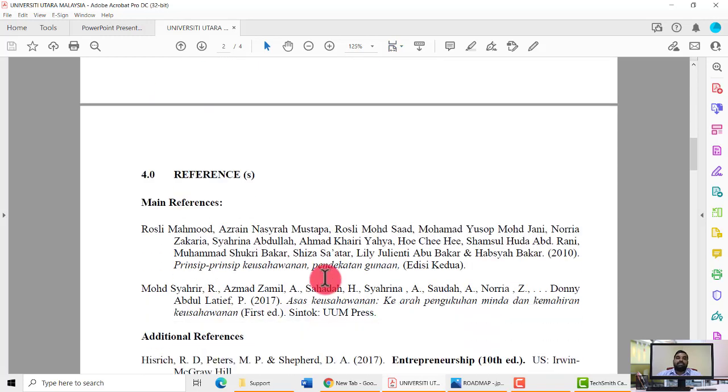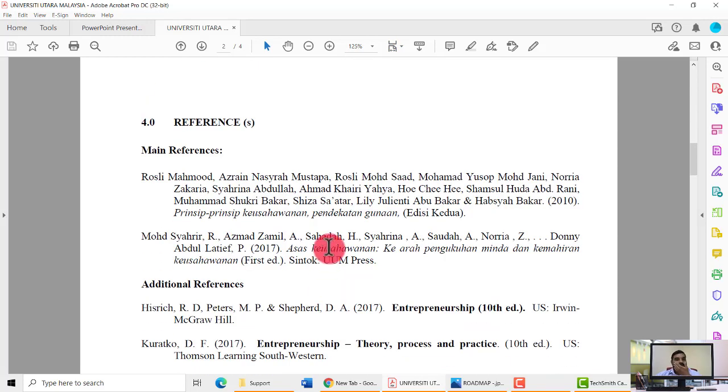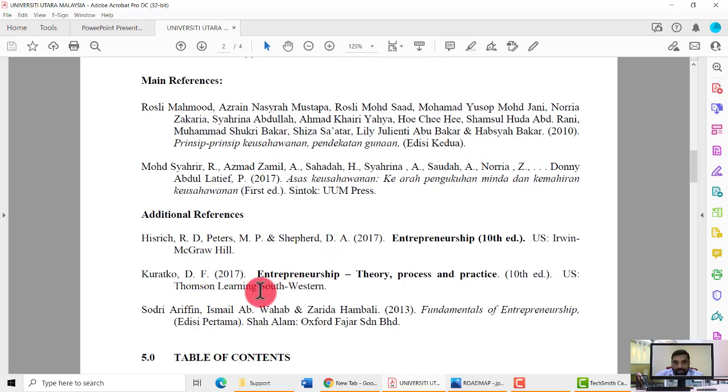Okay, let us see the reference book. We don't have any specific reference book, but you can refer to this textbook from Rosli. This textbook is written in Malay. You can refer to this book and also another book. You can refer to this book, Kuratko, Entrepreneurship Theory, Process and Practice. This book is quite a good book for the English version. So you may refer to these books.